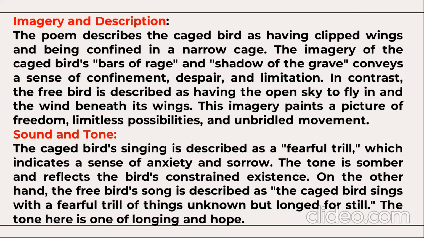Number one, imagery and description. As far as the imagery and description is concerned, the poem describes the caged bird as having clipped wings and being confined in a narrow cage. The imagery of the caged bird's bars of rage and shadow of a grave conveys a sense of confinement, despair, and limitation. In contrast, the free bird is described as having the open sky to fly in and the wind beneath its wings. This imagery paints a picture of freedom, limitless possibilities, and unbridled movement.